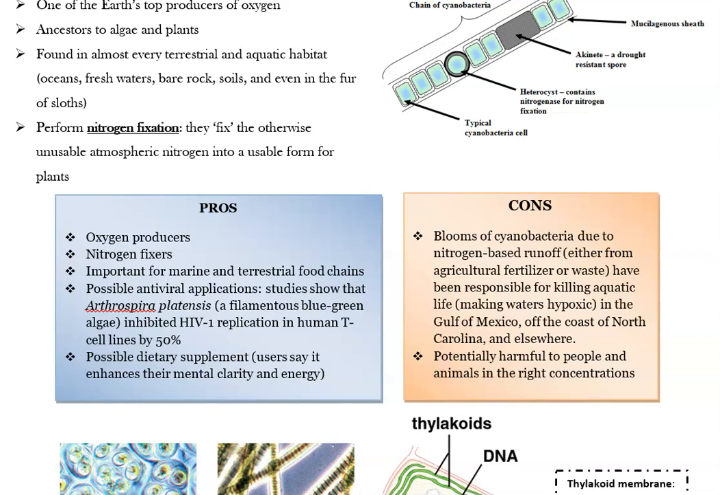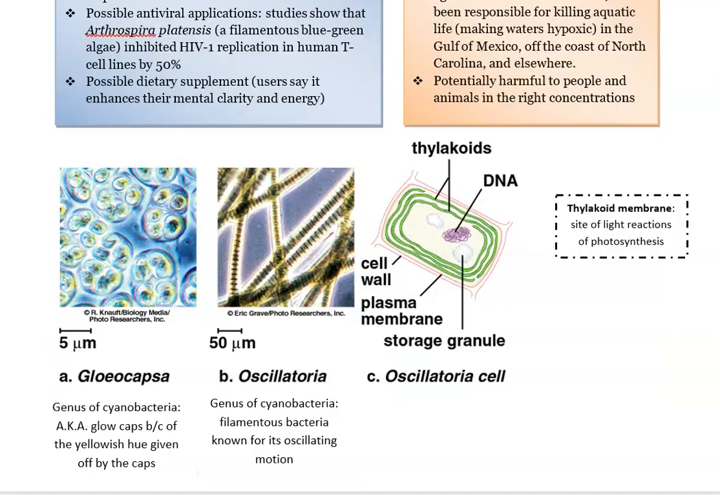Some cons include blooms of cyanobacteria due to nitrogen-based runoff, either from agricultural fertilizer or from waste, which have been responsible for killing aquatic life, making the waters hypoxic, which means oxygen depleted, in the Gulf of Mexico, off the coast of North Carolina, and elsewhere. They're potentially harmful to people and animals in the right concentrations.